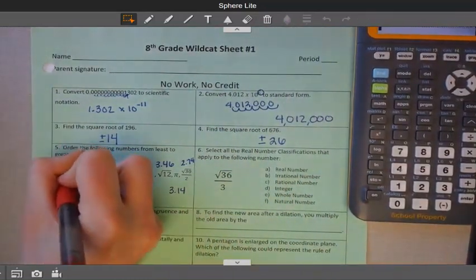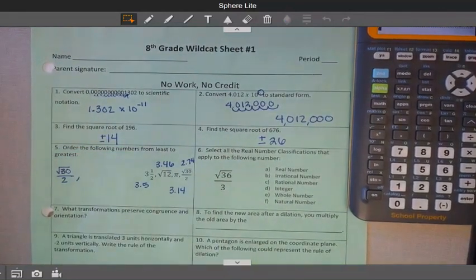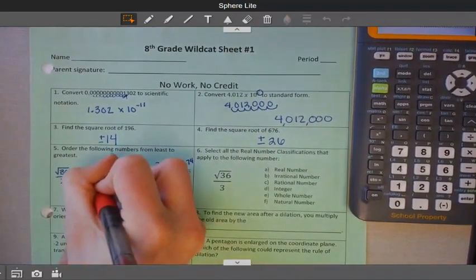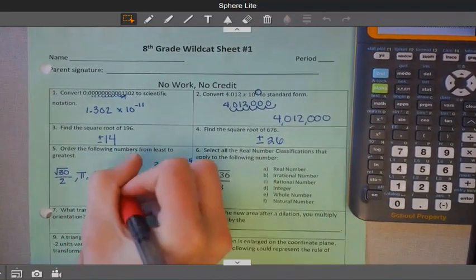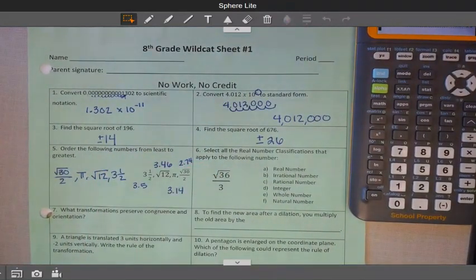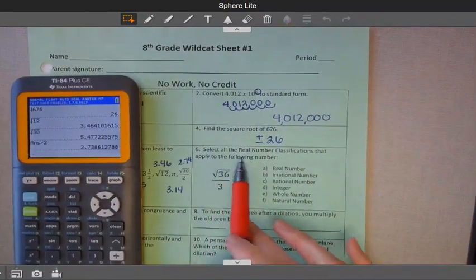And then least to greatest. Well, 2.74 is the smallest, so the square root of 30 divided by 2 is the smallest. Then we have pi, then the square root of 12, and then 3 1/2. It's always easier to convert them to decimals and then go back and order them.